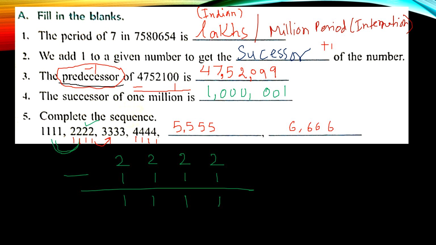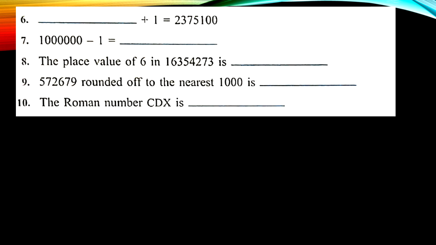Let's move to the next question. This is a nice one. Something plus something missing, plus 1 is equal to 2375100. Whenever there is a question where you have to find the addends, all you have to do is subtract the addend from the sum. In this question, something plus 1 is equal to this number. So these two are addends.